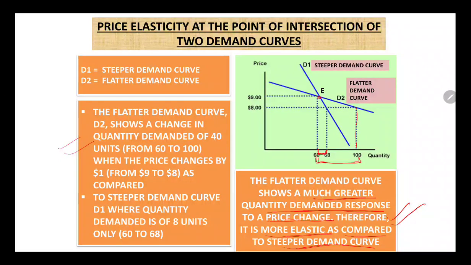So which has more responsiveness? Of course, the one which is the flatter demand curve. So at the point of intersection, the flatter demand curve is always much more elastic as compared to the steeper demand curve. Again, this is our point of intersection, 60. Any point on the flatter demand curve, the change is of how much? It is for 40 units. However, on the steeper demand curve, what is the change? It is only 8 units, right?